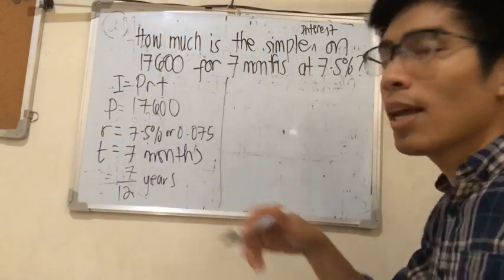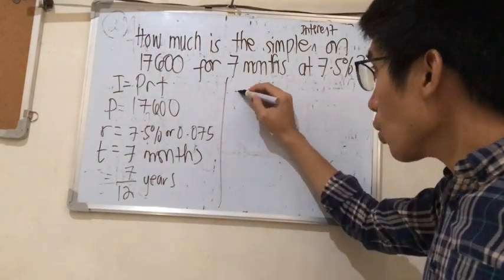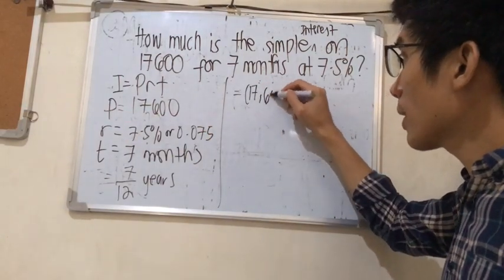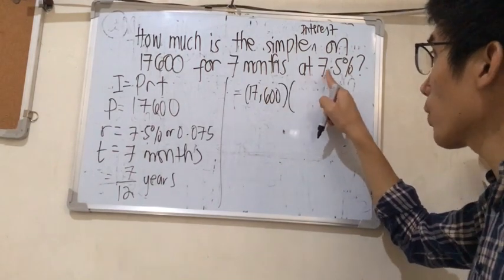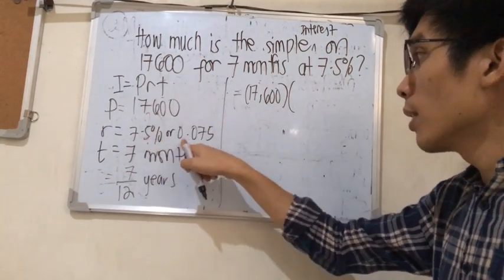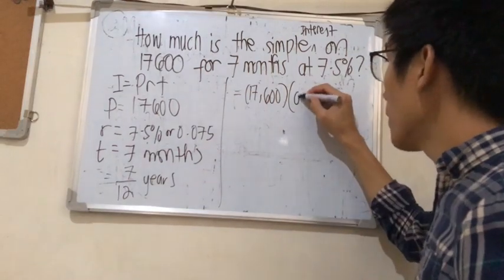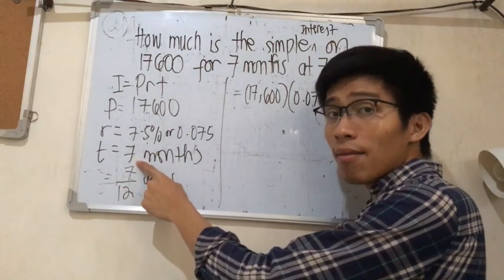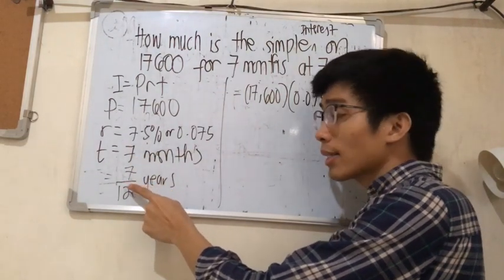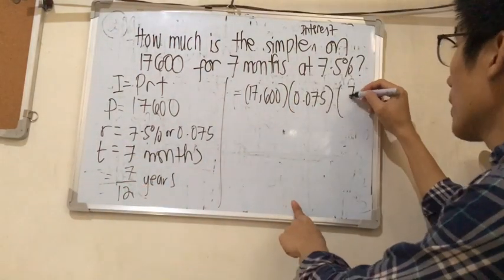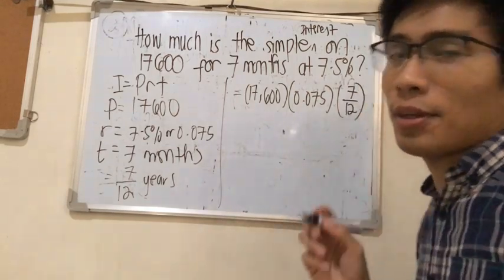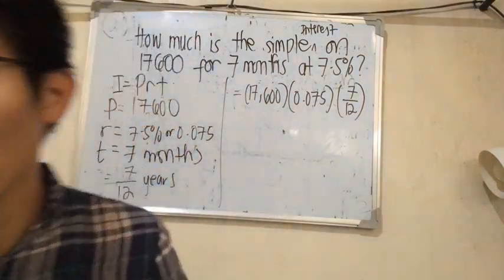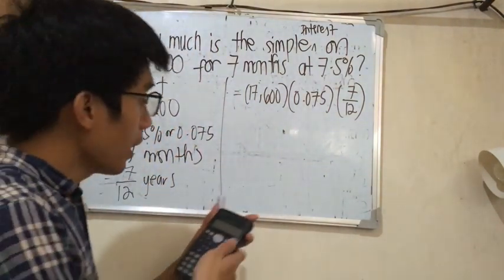So now let's try to substitute everything. What is my P, or the principal amount? That is 17,600. I have to multiply that one to my rate, which is 0.075, and multiply to my time, not 7, but 7 over 12. That is 7 over 12. Okay? So after doing that one, you get your calculator in solving that one. Okay, let's try to solve that one.